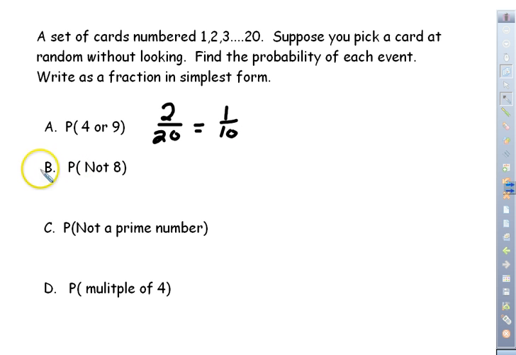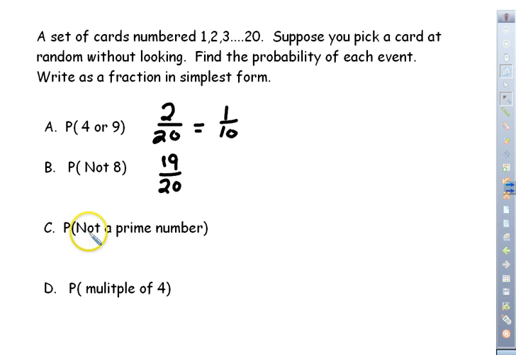For letter B, probability of not drawing an 8. Well, how many cards are not 8s? Well, it would be the difference between that. There's only one card that is an 8, so a total of 19 cards out of a possible 20. And that cannot be simplified any further. 19 is prime.